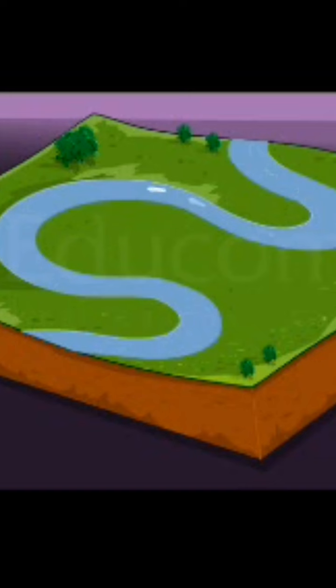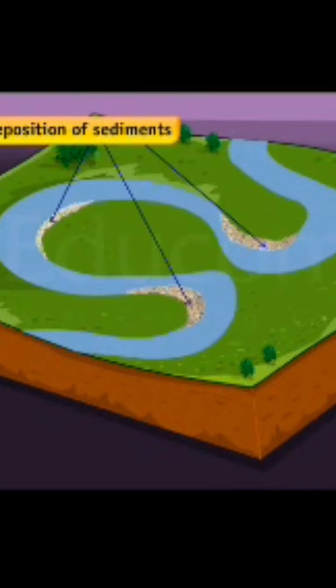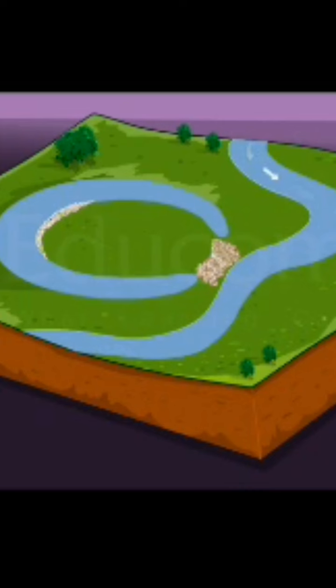As the processes of erosion and deposition are continuous, the strip of land gets narrower and the two meanders eventually meet. The deposited sediments act as a dam and cut off the lake from the main river channel, forming an oxbow lake. The river flows on a straight channel for a short distance before it begins to meander again.